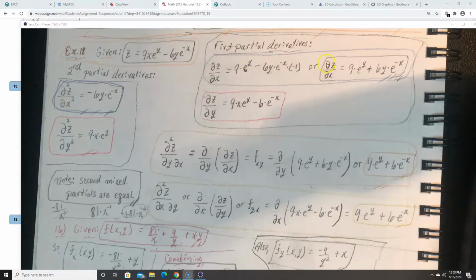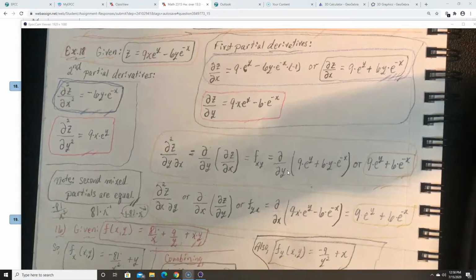The first partial derivative was the partial derivative of z with respect to x. That's this part, which was this answer, right here. And then you differentiate this answer with respect to y. Notice we don't write a z right here, because we're differentiating with respect to y whatever the answer was to the partial derivative of z with respect to x, which was this right here.